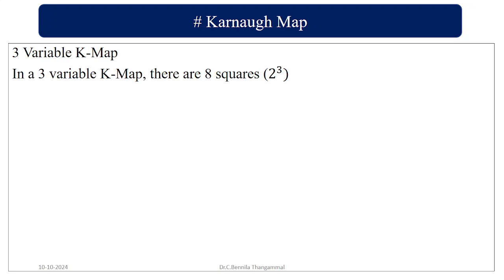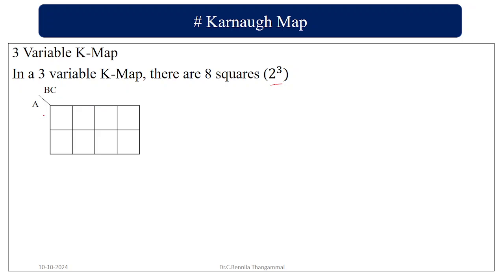Now we'll see the three variable Karnaugh map also. In a three variable Karnaugh map there are 8 squares, because it is 2 cube. I'll take A on this side and BC on this side, because A has only 2 different combinations, while BC has 2 power 2, which is 4 combinations.